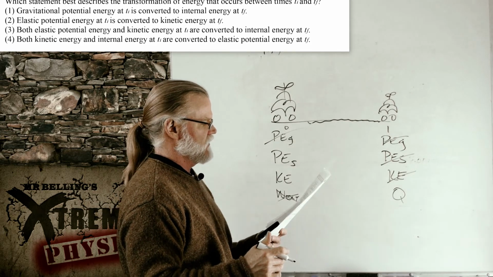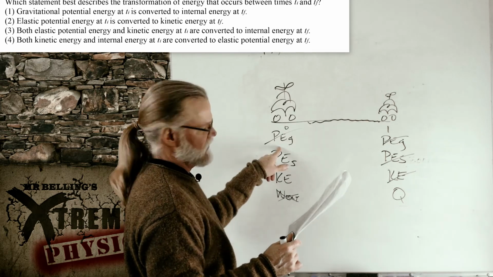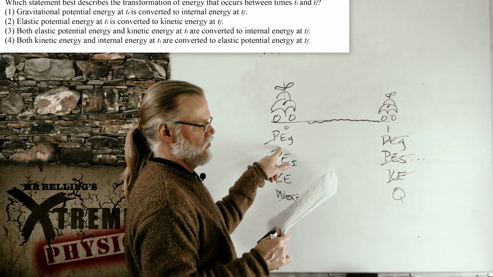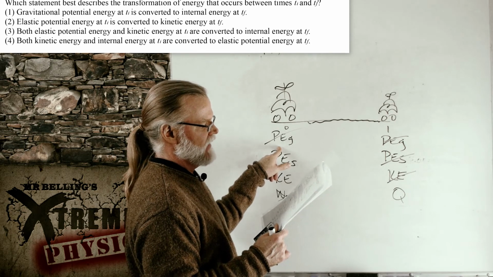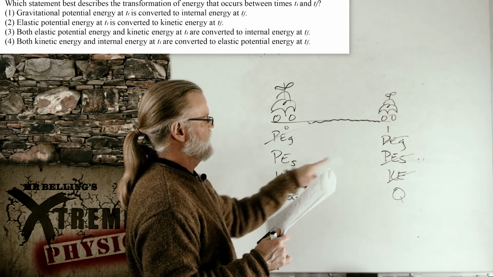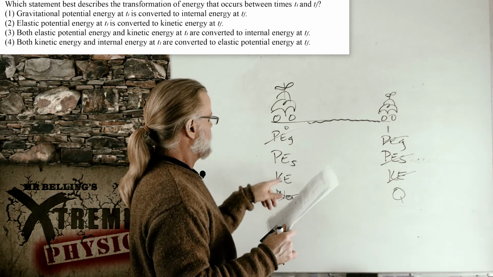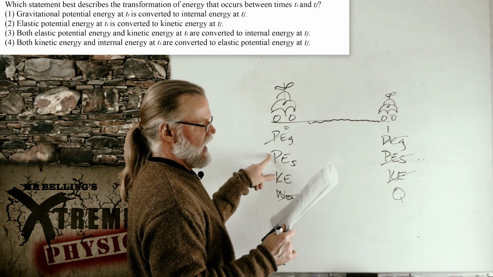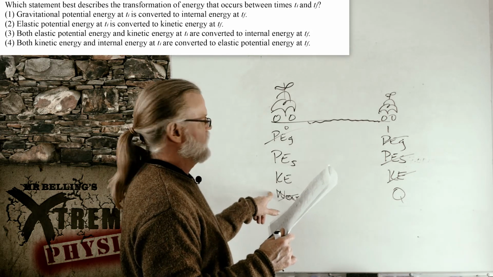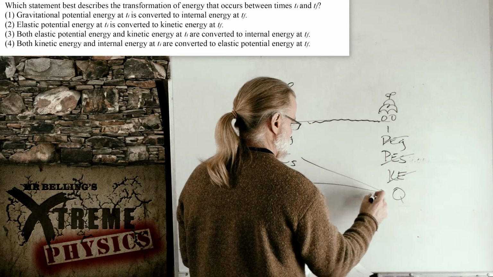And so the answer is gravitational potential energy at ti. No, it doesn't have any, so it's not 1. 2, elastic potential energy at ti. Yes, it does have elastic potential energy. Is converted into kinetic energy at t final. Well, it doesn't have any kinetic energy at t final. Both elastic potential energy and kinetic energy are converted into internal. Yeah, that looks like it.